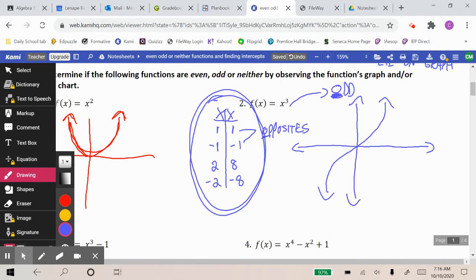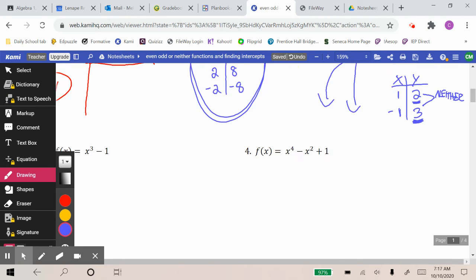Before I even go on, I will say, if you get an XY chart and you don't get, let's say I plug in 1 and -1 and I get 2 and I get 3, then we would say this is neither. I know it's kind of weird, dealing with numbers is either even or odd, but for functions, if you get the y values here to be the same, it's even. If you get these y values to be the opposite, they're odd. And if it's not that, the same or opposites, then we say neither.